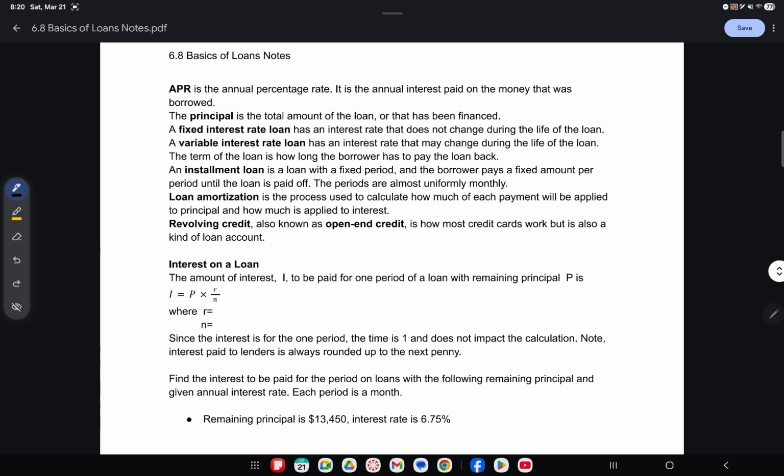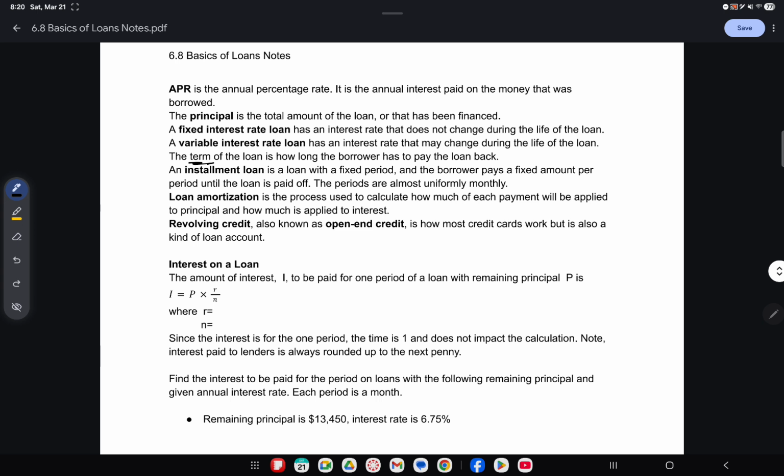So APR is the annual percentage rate. So annual rate, you're going to pay on the money that you've borrowed. Principal is the total amount of the loan or that's been financed. A fixed interest rate loan has an interest rate that doesn't change over the life of the loan. A variable interest rate loan is one that could change. The term of the loan, I guess I should have bolded it, is how long the borrower has to pay the loan back.